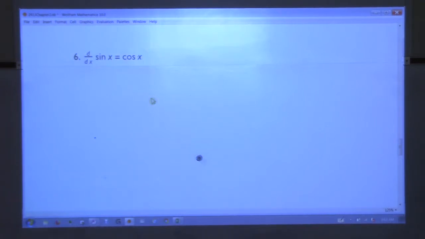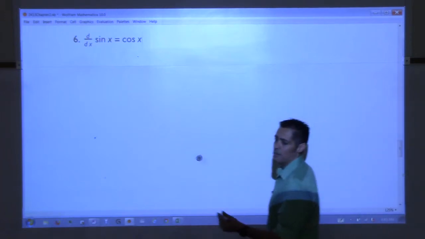All right? So let's do this. I'm going to try and convince you that the derivative of sine is cosine. So let's take a look at the graph of sine first.